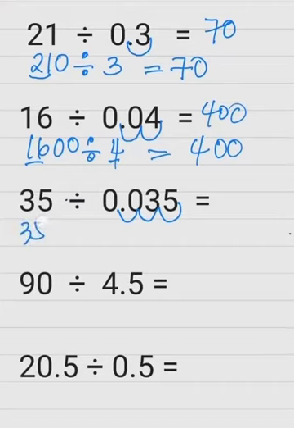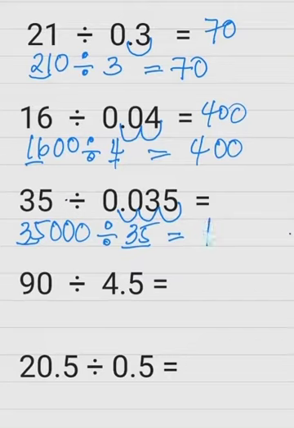Here, 1, 2, 3. So from 35, we need to add 3 zeros. Divided by 35. So 35 divided by 35 is equal to 1. Then 1, 2, 3, 1, 2, 3. So 1,000.